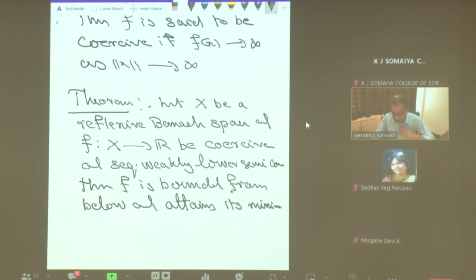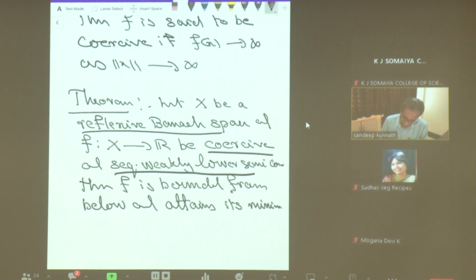So this is an abstract theorem, which we will be able to apply in our PDE course. I will indicate how we will do that. What are the requirements? Let X be a reflexive Banach space, and the function should be coercive. That means if you go to infinity, the function f of x should go to infinity. And it should be sequentially weakly lower semi-continuous. Once you have these, then f is bounded from below and attains its minimum. So this is the main thing.